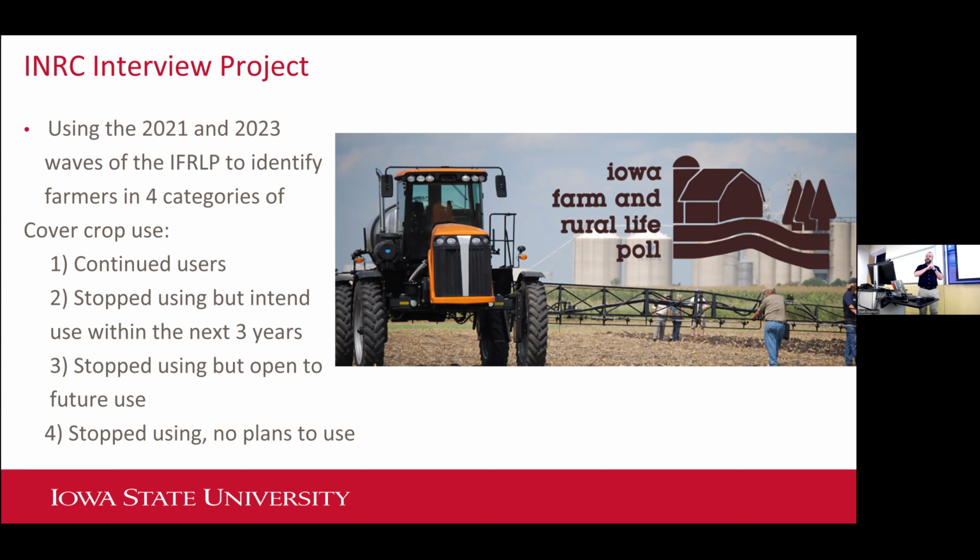So we have farmers that used cover crops in year 1 and continued using them in year 2. We had those that used in year 1 and stopped using, but intend to use within the next 3 years. And so that's not just openness, that's actually setting an intention and a plan to use cover crops. So that's getting a little bit closer to adoption. Then we have those that stopped using but are open to future use, and those that stopped using and have no plans to use.